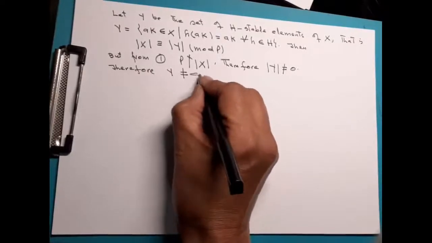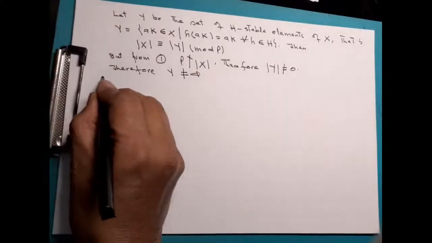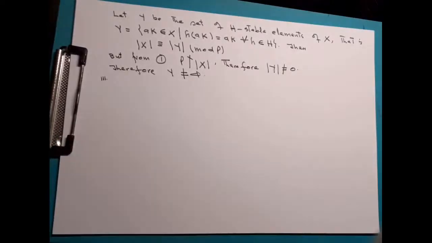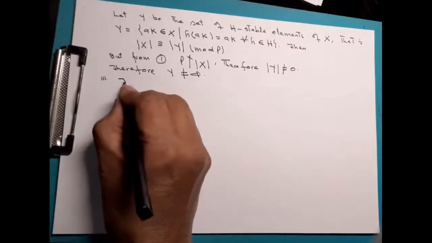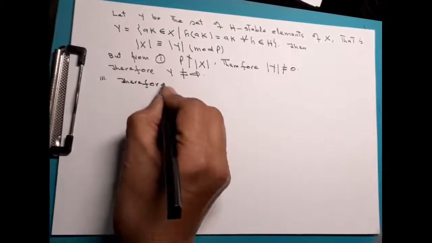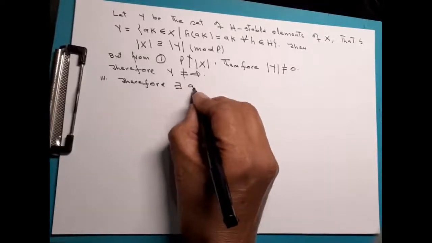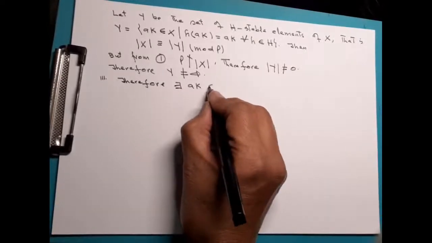Y is not equal to empty set. So there is some element in Y. So having said that, let's take some element from Y. Therefore, since Y is non-empty, there exists an element aK belonging to Y.